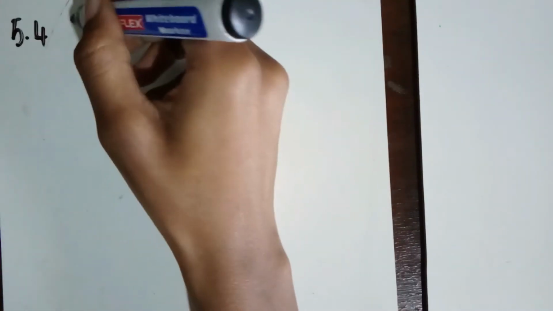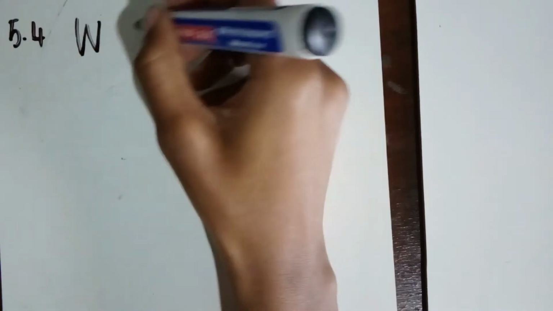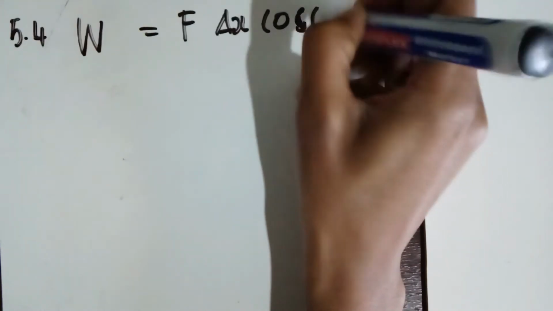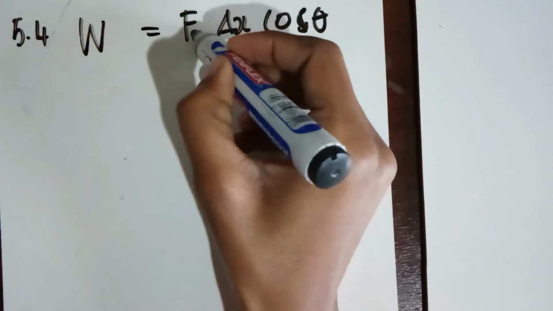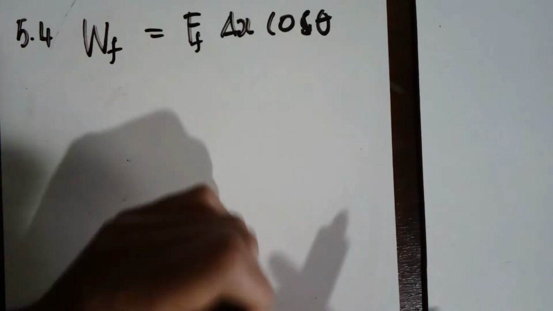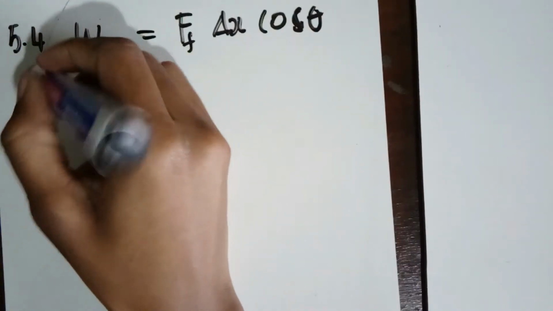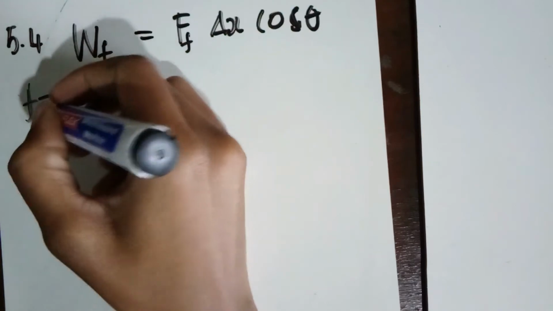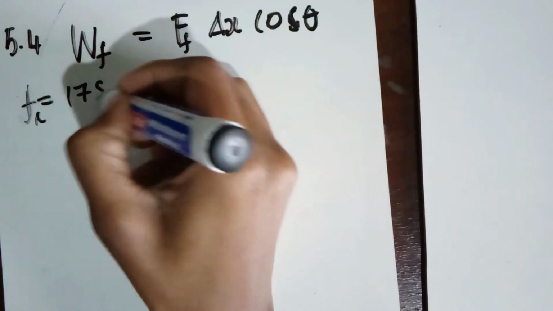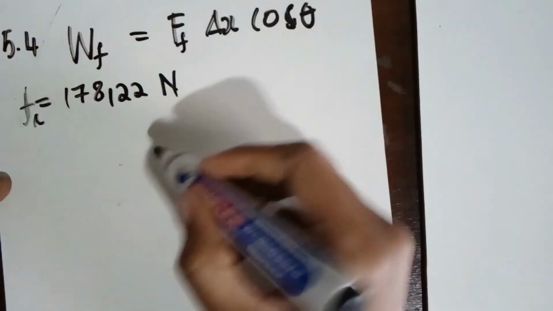So now remember, we are at 5.4. Our equation for calculating work is W equals F Δx cos θ. In this one, they want the work done by the frictional force. They gave us the value of friction, and it's kinetic friction because it's moving. They say it's 178.22 newtons.